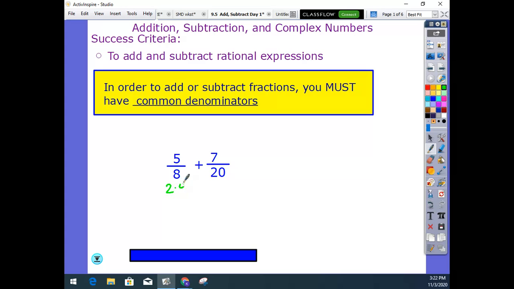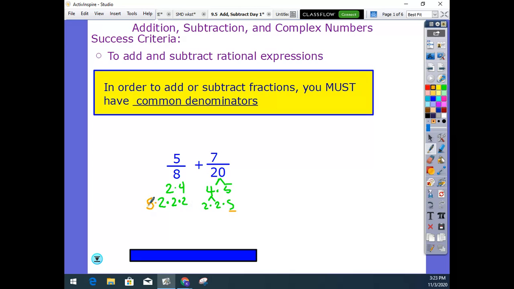So 8 is 2 times 4, or 2 times 2 times 2. Remember making those prime factor trees back in elementary school? 20 is 4 times 5, 2 times 2 times 5. So our goal is to have all the same factors at the bottom. See how this side has a 5, but this side doesn't?